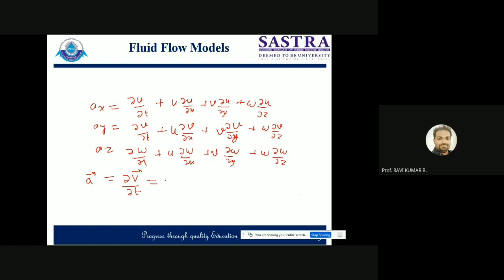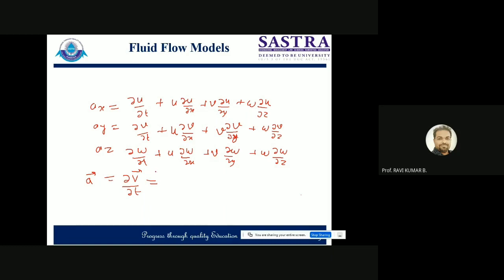Dou by dou t. Now you just look at these components. If I add i, here j, here k, you will get dou u by dou t i, dou v by dou t j, and dou w by dou t k, right?